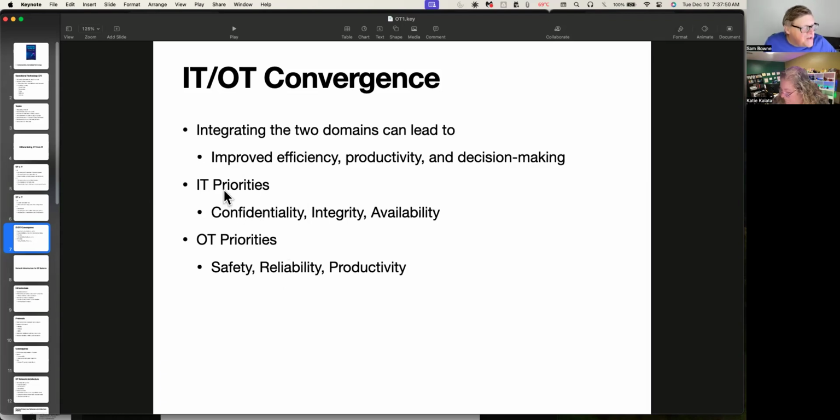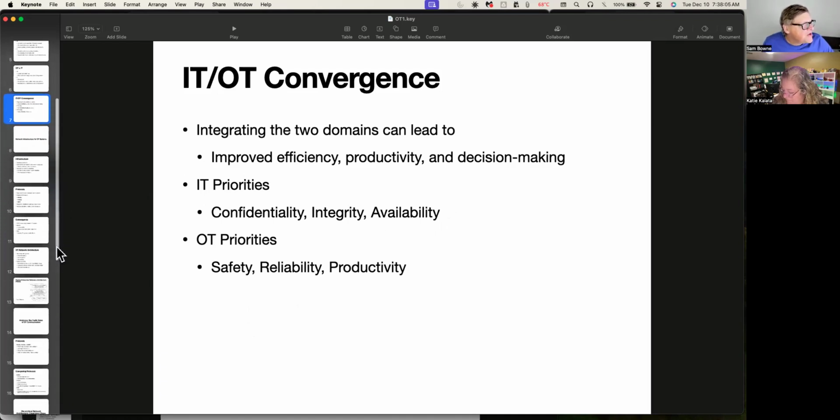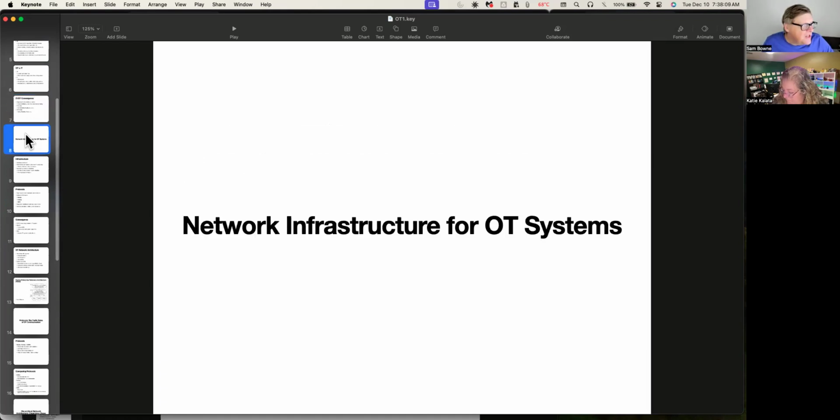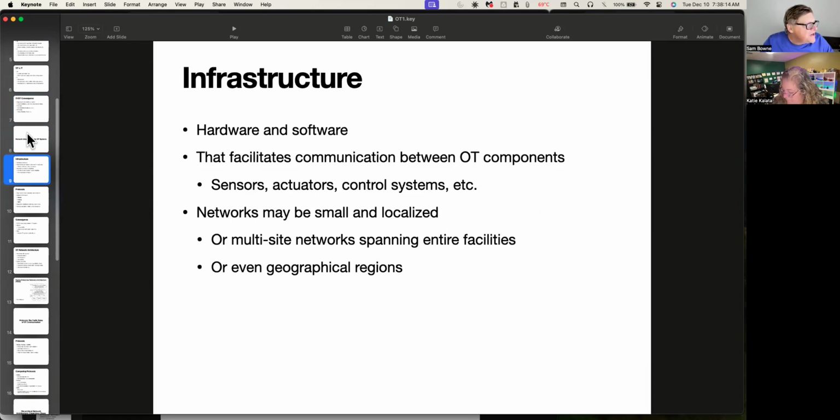And in IT, as you know, we have confidentiality, integrity, and availability. That's security for an IT system. But for an OT system, it's safety, reliability, and productivity. It just has to work and be reliable. And cyber threats, like viruses and remote hackers, are just not something that was considered in the design of these things. So they have a network infrastructure for the OT system.